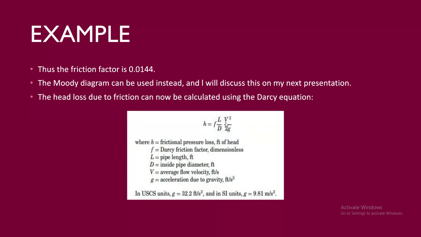Recap, this is our Darcy's equation, where H is the frictional pressure loss, which is the loss in pressure as the fluid is flowing along a pipe. F is the Darcy friction factor, dimensionless, which you just got now, which is 0.0144. L is the pipe length in feet. I think we're told to calculate per 1,000 feet. D is the inside pipe diameter in feet. V is the average flow velocity in feet per second. Then G is the acceleration due to gravity, which is a constant with these figures and units.